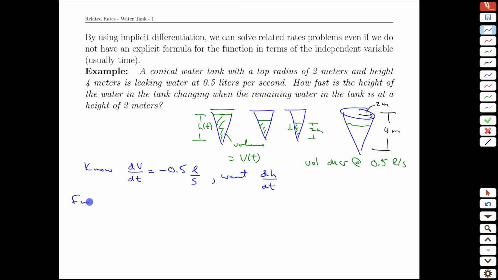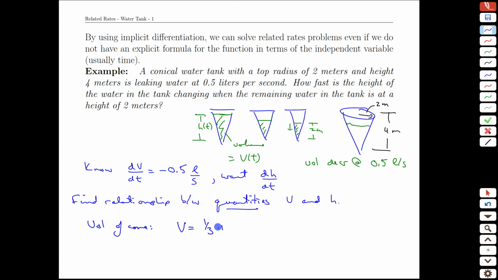So our first step then is to find the relationship between the quantities, not the rates, but the quantities, in this case here, V and h. Well, h is the height of the water. The volume, I think, is the more interesting part. And if we have the volume of a cone, the volume of a cone is 1/3 pi r squared h.